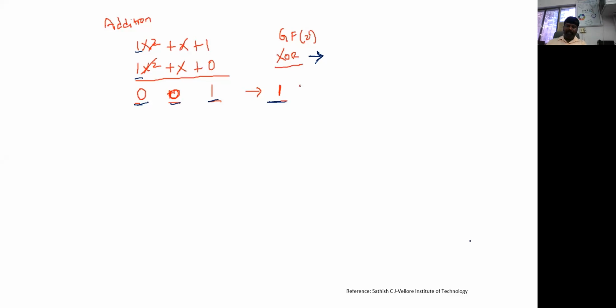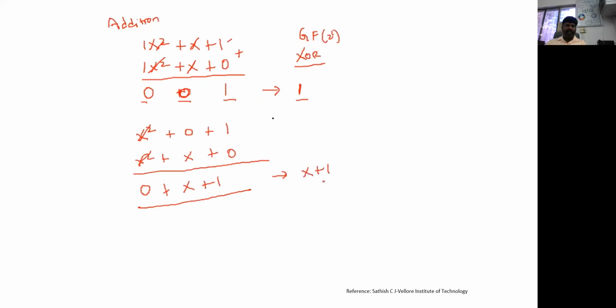I hope you are very clear with the XOR operation, right? We will be studying the XOR operation repeatedly throughout the subject because it is an operation performed in most cryptographic techniques, because it is reversible. Very similarly, take another example, x square plus 0 plus 1 and x square plus x plus 0. Here 1 and 1 will get 0, 0 and 1 will get 1x, and then 0 plus 1 will get 1, so that will be the result.